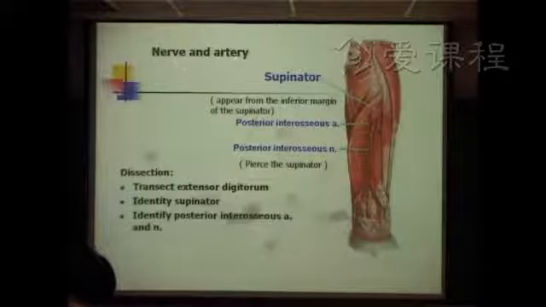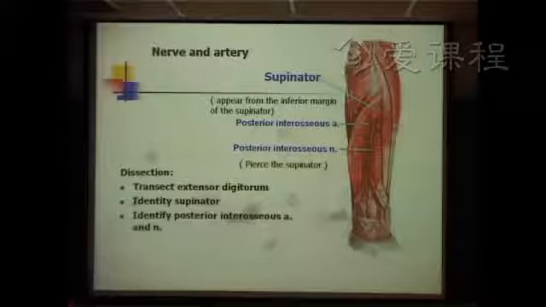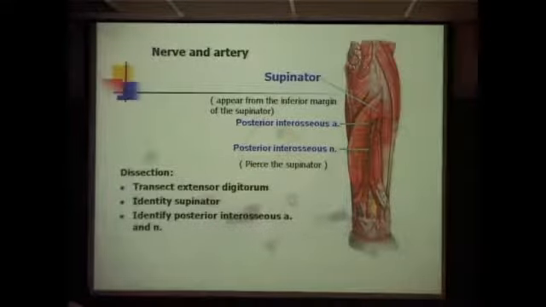Now, the nerves and arteries in the posterior aspect of the forearm. The artery in this region is called the posterior interosseous artery. It's from the common interosseous artery from the ulnar artery.